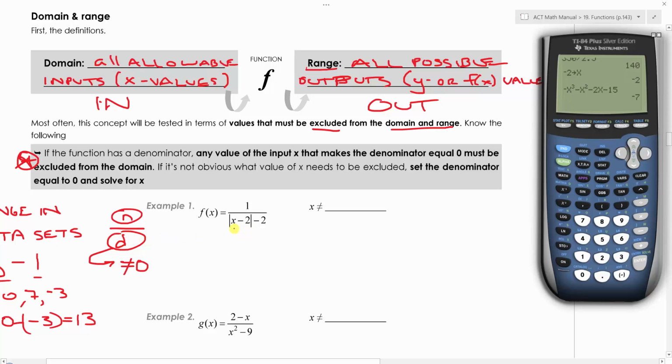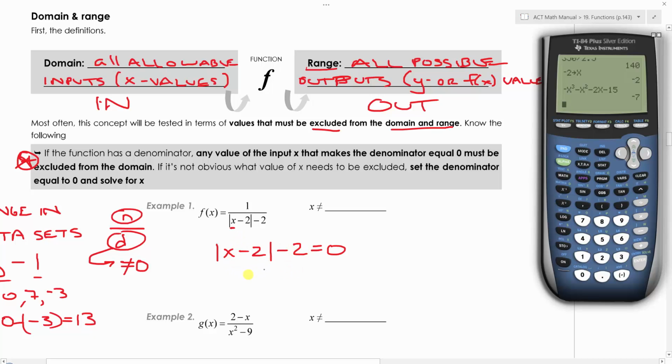So if there is any value of x that will produce a value of 0 in the denominator, you have to exclude that value of x from your inputs, from your domain. The easiest way to do questions like this is to simply set your denominator equal to 0 and then solve for the variable, solve for the x.